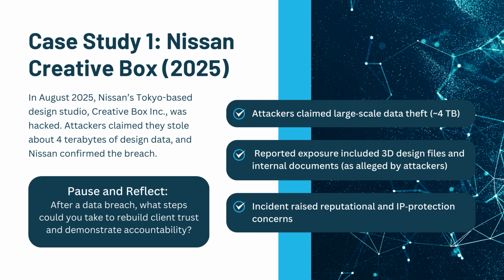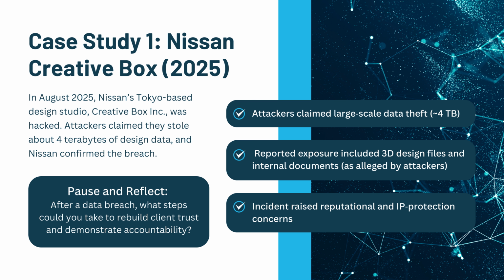Let's look at a real example to understand how these risks can play out on a larger scale. In 2025, Nissan's Tokyo-based design studio, Creative Box, experienced a major cybersecurity breach. Attackers claimed they stole around 4 terabytes of sensitive design data, including 3D models, internal documents, and early concepts. Nissan confirmed the breach. And the impact wasn't just about the files. It created questions about confidentiality, trust, and how secure creative assets actually were.